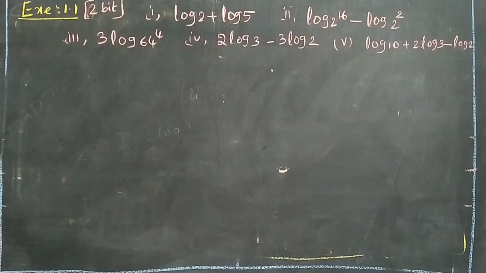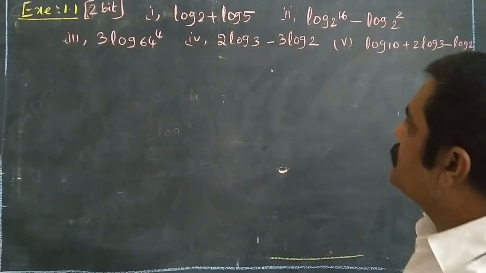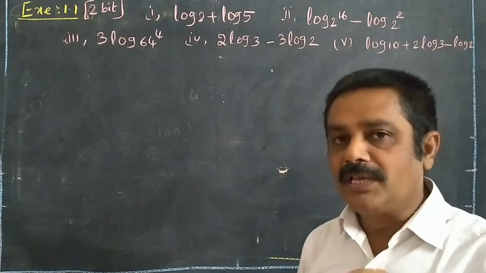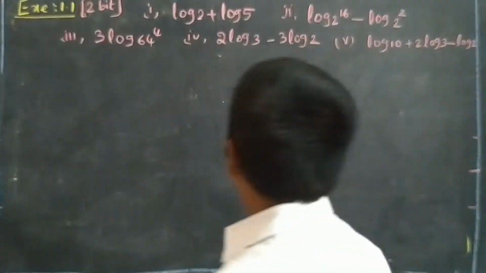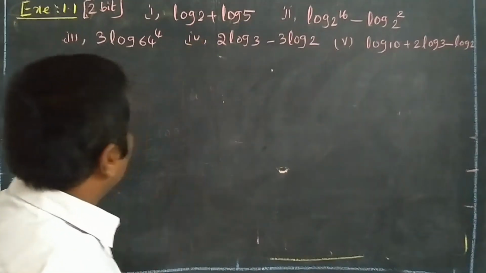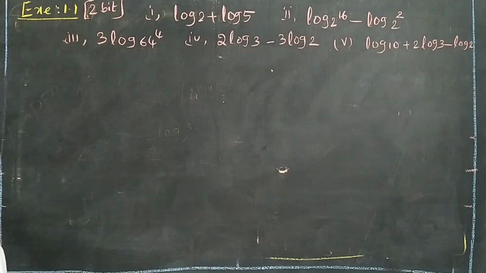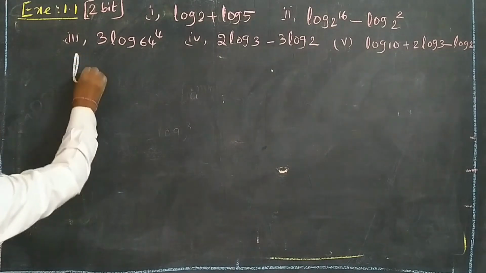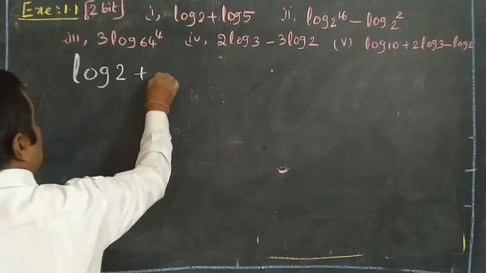See this second bit, children. Once these all are the expansion forms, we have to write in single log. He is asking to write a single log. Okay. See first question. The first question is log 2 plus log 5.